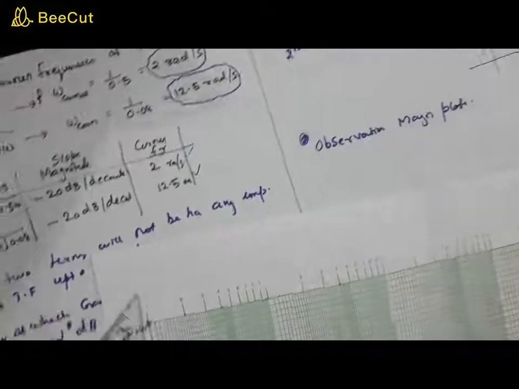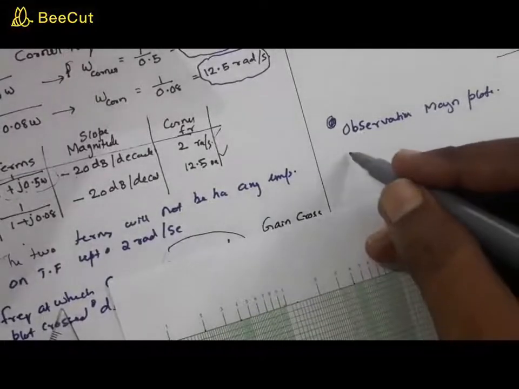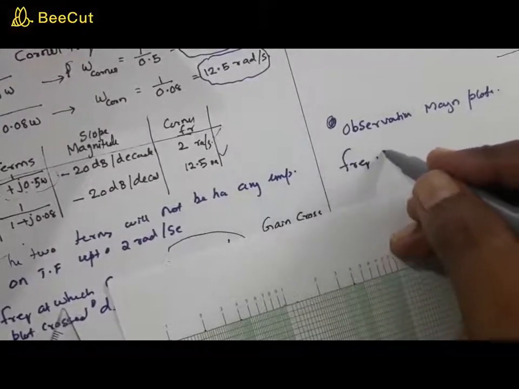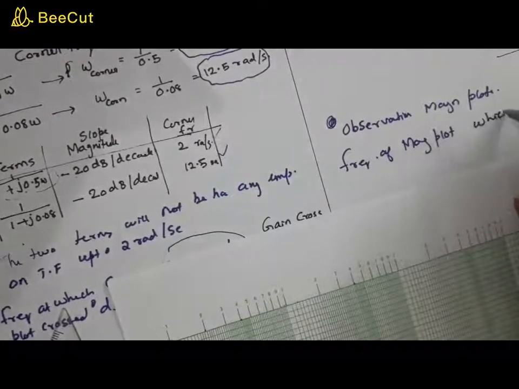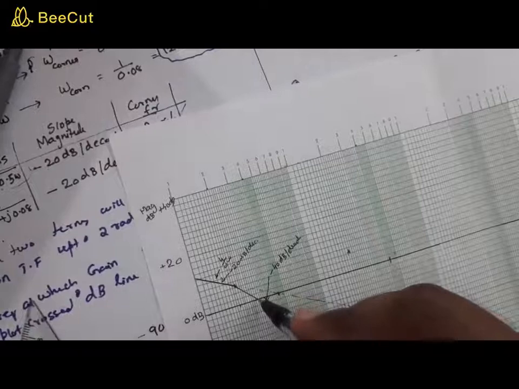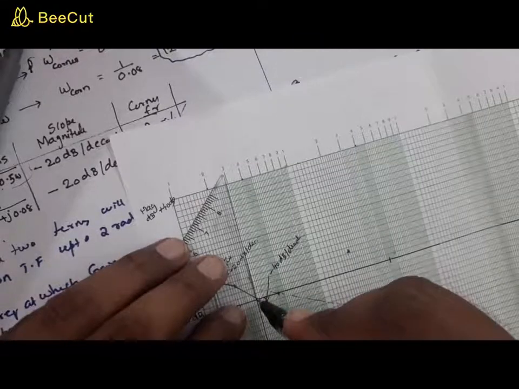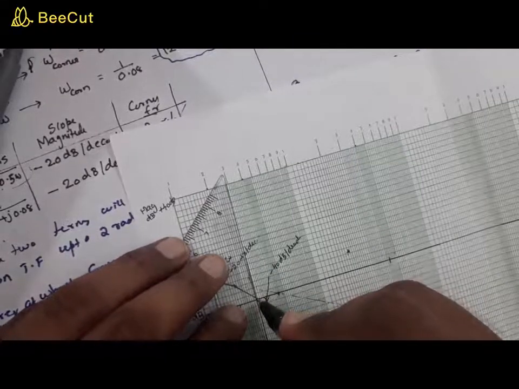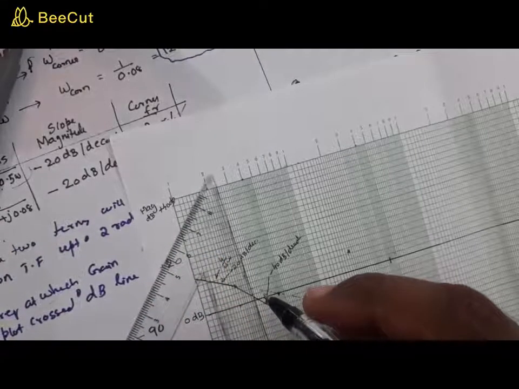So the most important thing is that we are concerned with the magnitude plot. We are concerned with the frequency at which the magnitude plot crosses the 0 dB line. So you know which is the 0 dB line. Now you must see the frequency at this point. What is the frequency at this point?